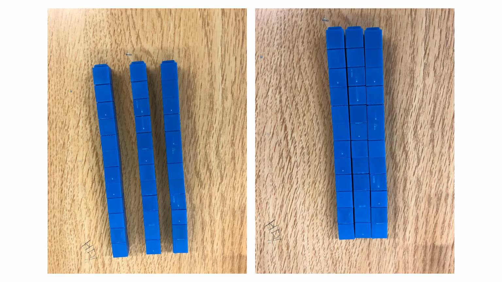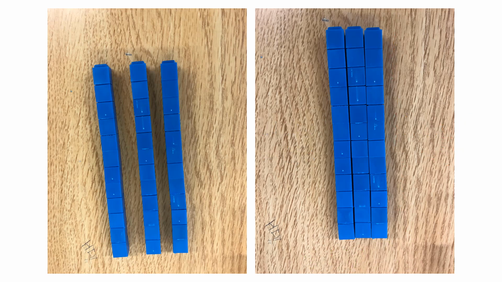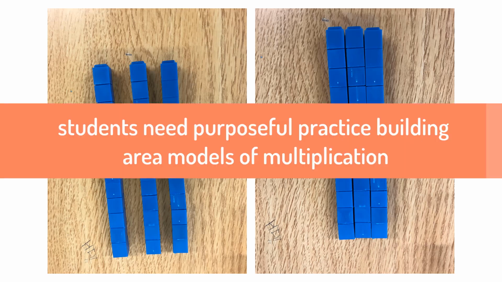We know about the properties of rectangles. We know how their length and their width and their area are related. And we can see here that the width is 3 and the length is 12 and the area is 36, giving us the answer to that multiplication problem. Once we've really settled on this area model, we're going to ask students to practice that with a harder problem. So we're going to ask them to represent 12 multiplied by 23.